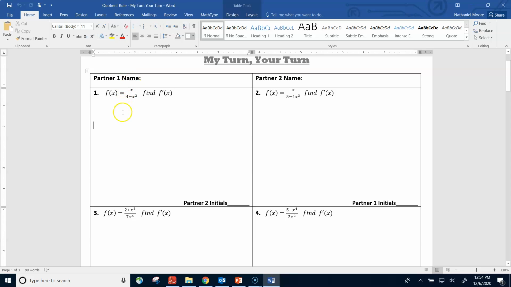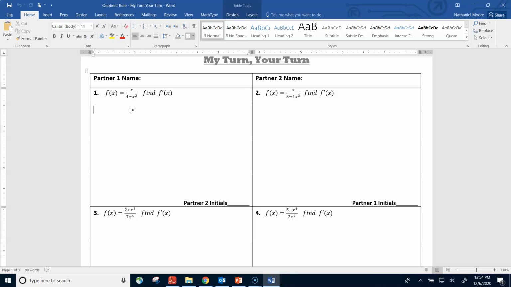Partner 1, who has the pencil, cannot write anything down unless partner 2 tells them explicitly what to write. So even though partner 1 has the pencil, they can only write down what partner 2 tells them to write down. So partner 2 will then explain to them how to use the quotient rule on this problem. Now, partner 1 is not allowed to go ahead and go, oh, well, I know what to do, and start writing it out. Nope, that's not what this is about.